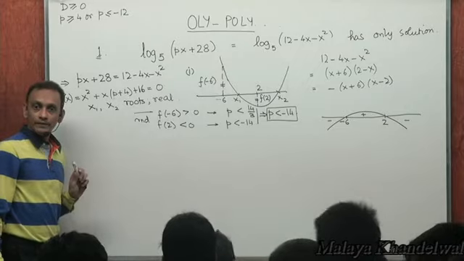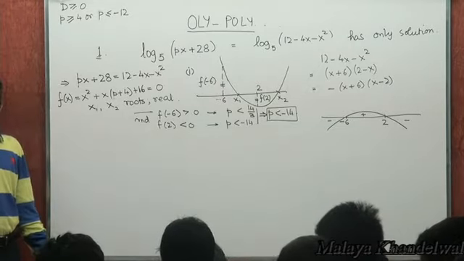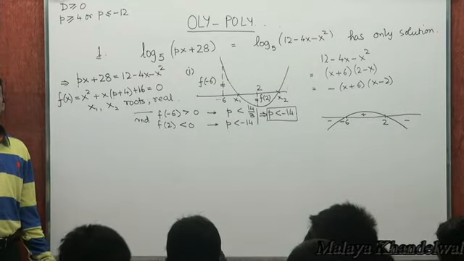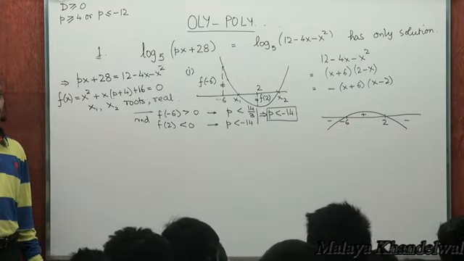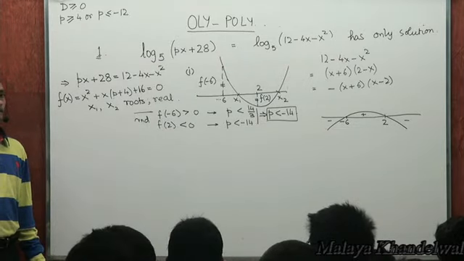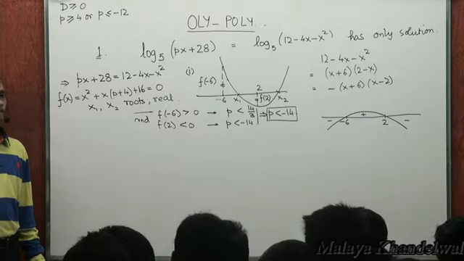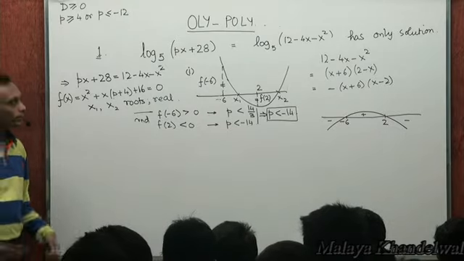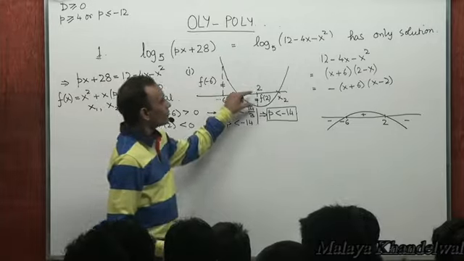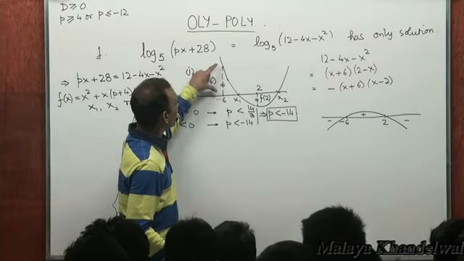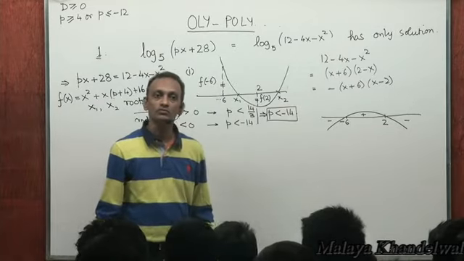So far, so good, right? Please ask questions. Sir, would f of 2 less than 0 be self-sufficient, as you told earlier, for a number to lie between two roots? No, f of 2 less than 0, how will that guarantee f of minus 6 greater than 0?